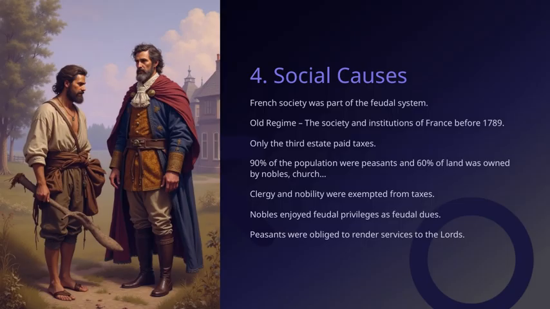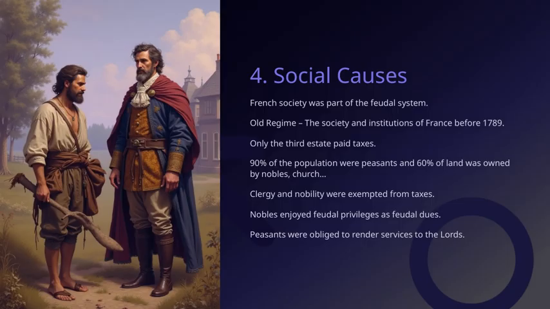Meanwhile, the vast majority of the population, around 90%, were peasants living in rural areas. It's significant to note that land ownership was concentrated heavily in the hands of the nobles and the church, about 60% of the land. These groups enjoyed many privileges, including exemption from taxes, which created a huge imbalance.